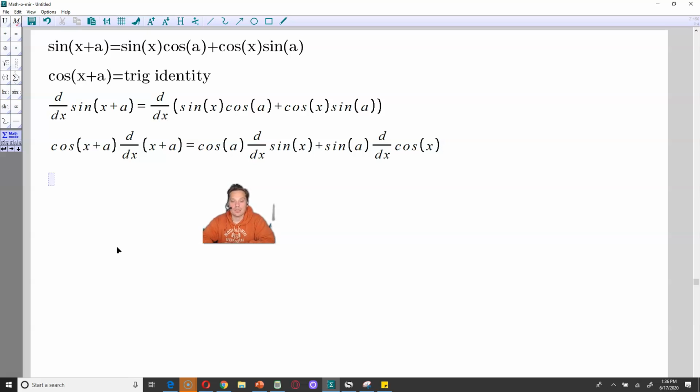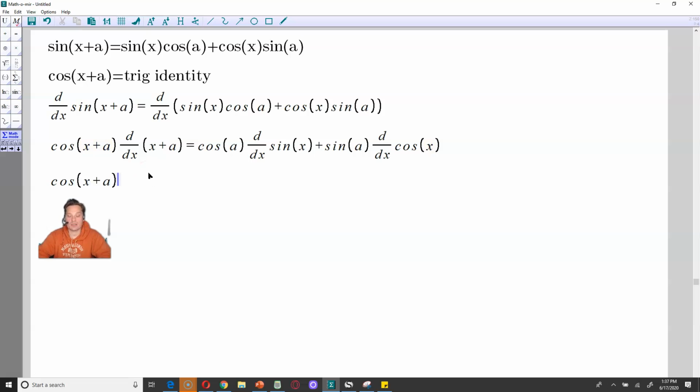Let's simplify this a little bit. On the left side, you have cosine of x plus a times the derivative of x plus a. So cosine of x plus a is already done. Now the derivative with respect to x of x plus a is just 1. Derivative of a, well, think about it. A is a constant. It doesn't change. Its derivative is 0. The derivative of x is 1. If you wanted to be very formal, you could write 1 plus 0, okay? But most people wouldn't write that. They maybe write a 1, and not even that most of the time. You would just leave the expression as cosine of x plus a.